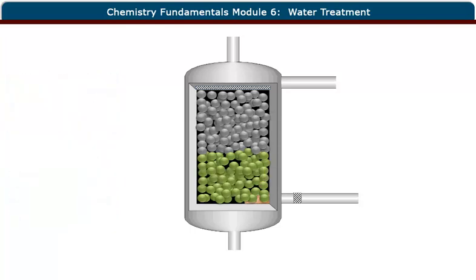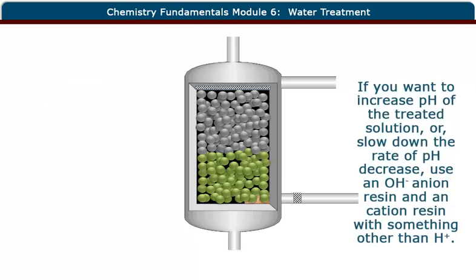Conversely, if you want to raise the pH, make it more basic, or slow the rate of pH decrease. It's going down too fast. You want to keep it from going down. You use an OH negative hydroxide anion bed and anything but a hydrogen cation bed.